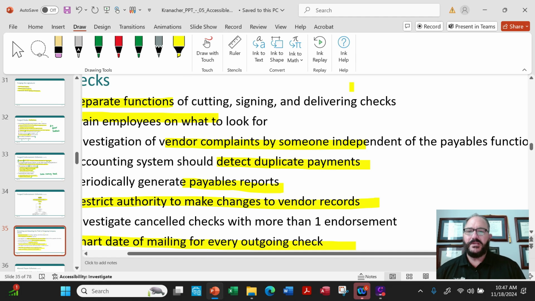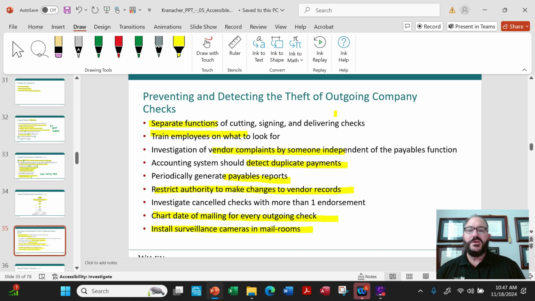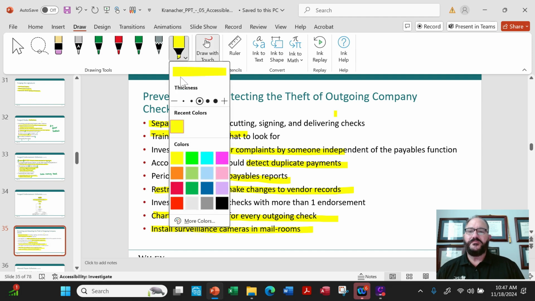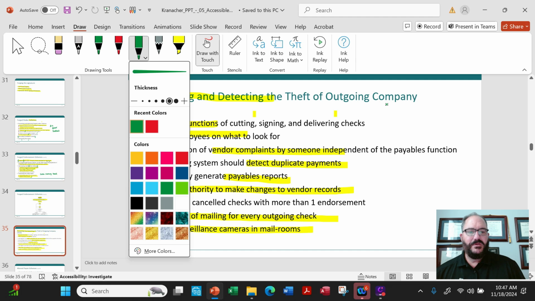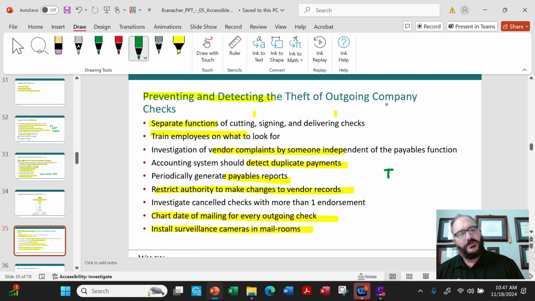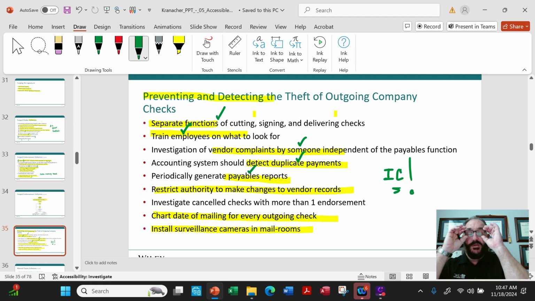All right, let me bring this back down again. So again here, how do you prevent and detect? All right, prevent and detect. Here you go. You can read all of this. That's the whole story. Separate functions. Separate functions. Train employees. Check out complaints. Duplicate payments. Check payables report. These are all different ways. And by the way, the bigger the organization, they have to keep this ongoing. Because money can disappear, and if you have a big account, it can disappear fast.